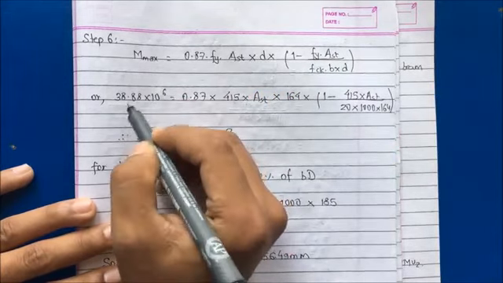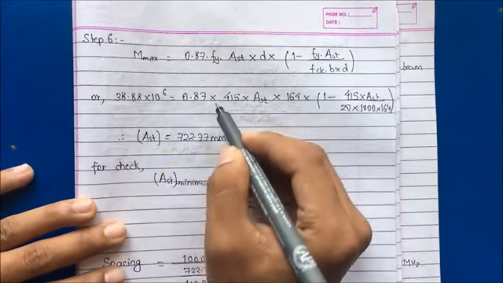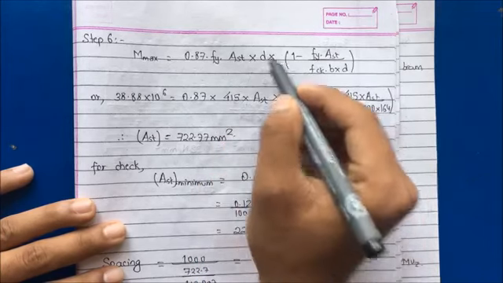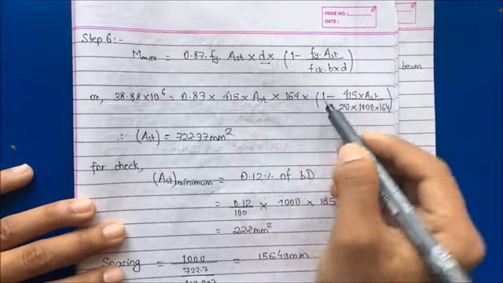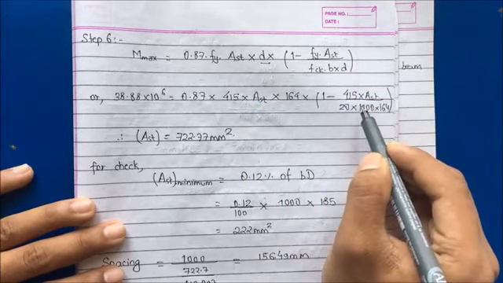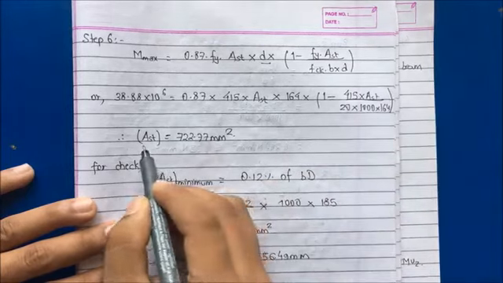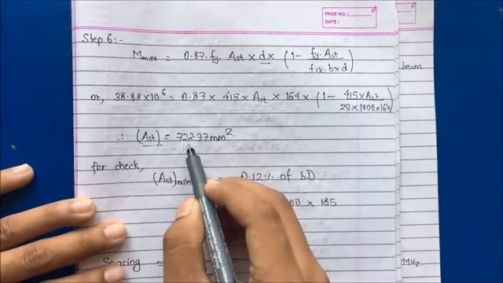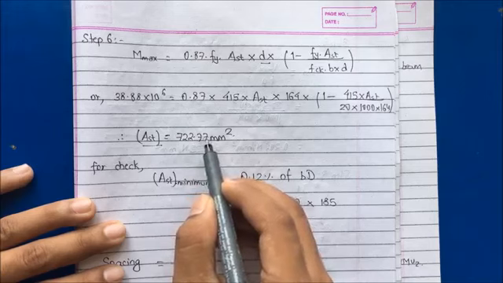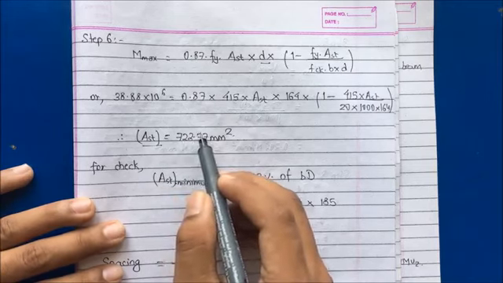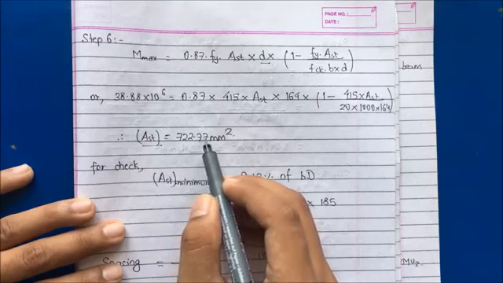Now substitute the value: 38.88 into 10 to the power 6 is equal to 0.87 into 415 into Ast into 164 effective depth into 1 minus 415 into Ast by 20 into 1000 into 164. We get the area of steel required as 722.77 mm square.